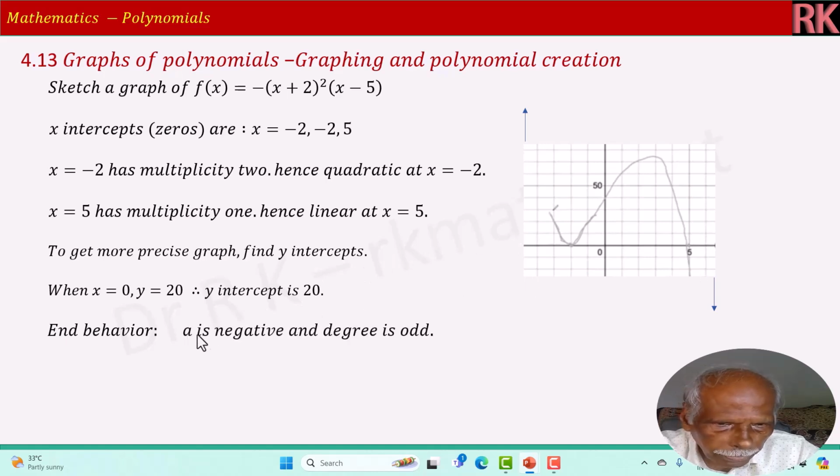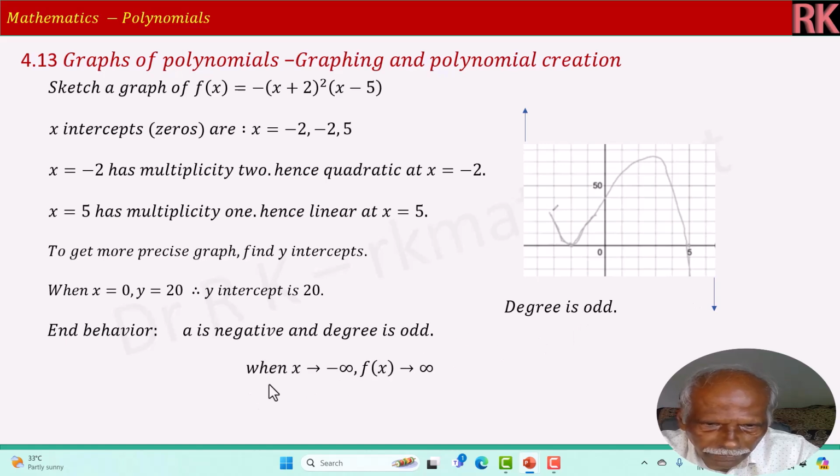We'll have to check. A is negative and the degree is odd, which means towards the right it should go down. So, as x tends to minus infinity, f of x tends to infinity. When x tends to plus infinity, f of x tends to minus infinity. That is what we have shown in the graph. Therefore, we can plot this graph as it is. The only minor modification is that you should not go through 40, you should go through 20.